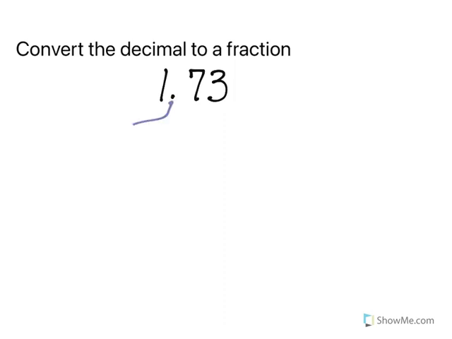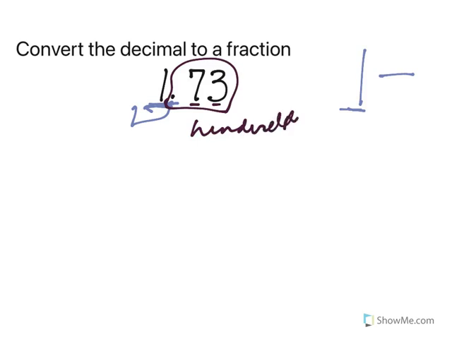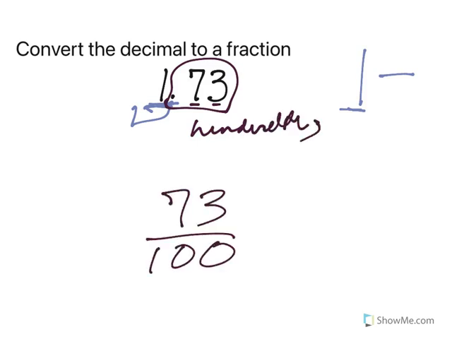Now here we have a number out front. So we are going to have 1 and some fraction because this 1 is a whole number. So now we are really just focused on the two numbers past. And if I have 2, remember that's hundredths. So I take 73 over 100. That is not reducible. So my final answer is 1 and 73 hundredths.